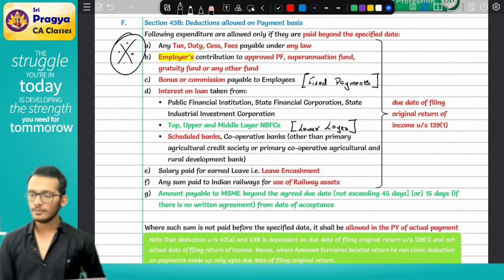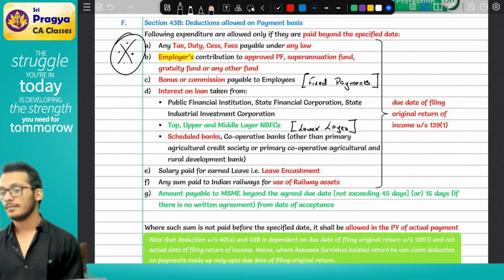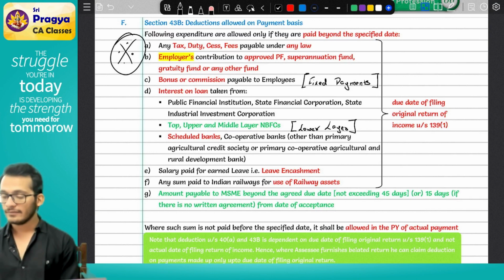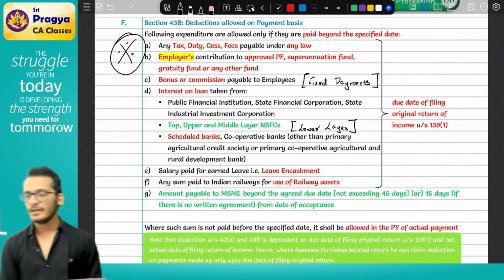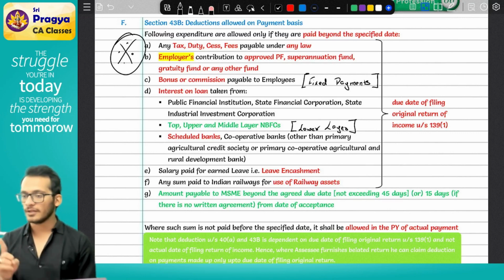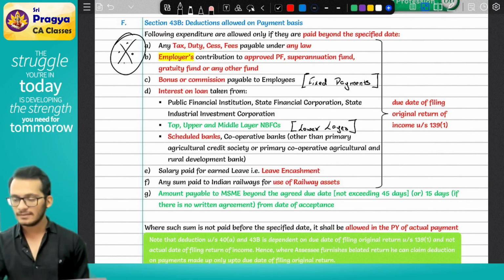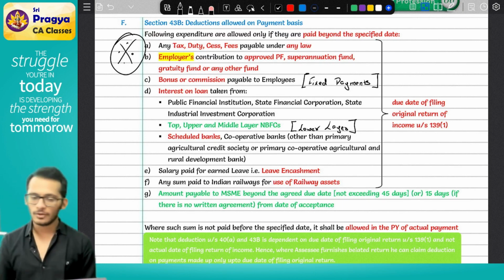Where did we learn this before? We learned it in TDS. So in this Act, there are two places where you have to be careful about the due date of return filing. Place number 1, TDS. Place number 2, 43B.